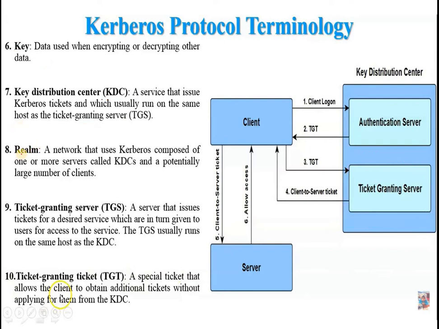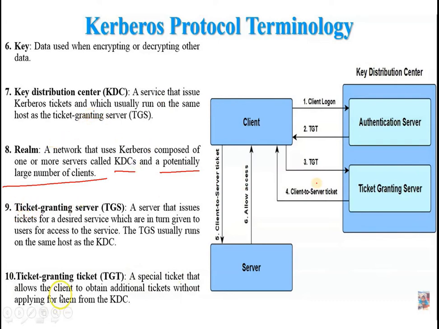Next, realm. It is called a realm. A realm is a network that uses Kerberos, composed of one or more servers called KDCs and potentially a large number of clients. So in the realm, we have a large number of clients which are connected with the KDCs.